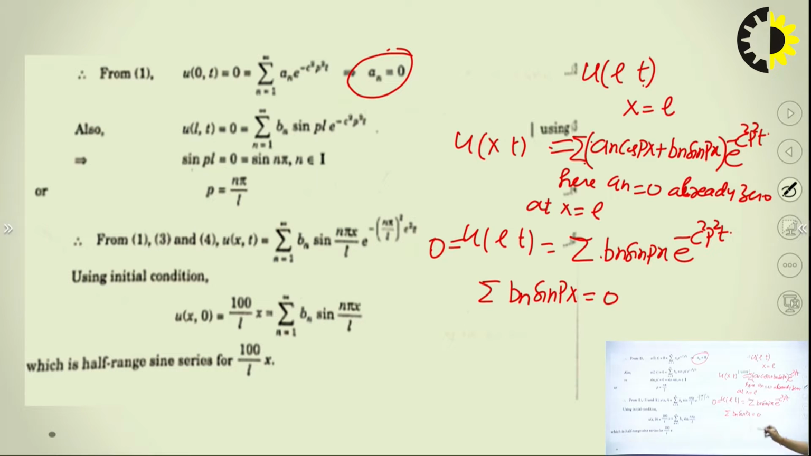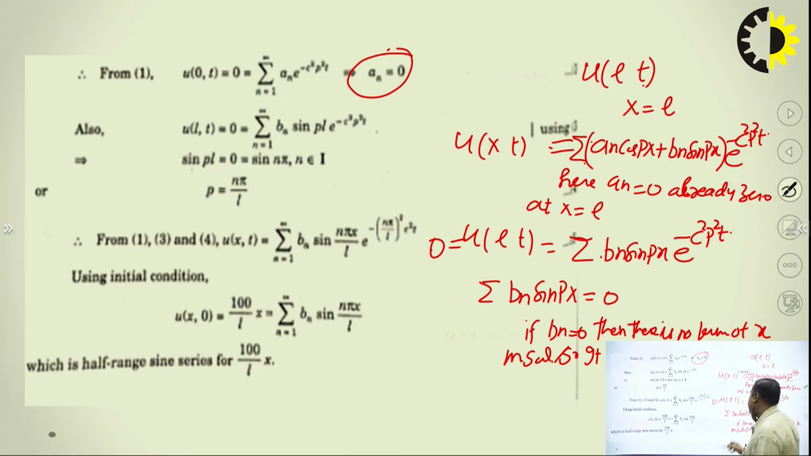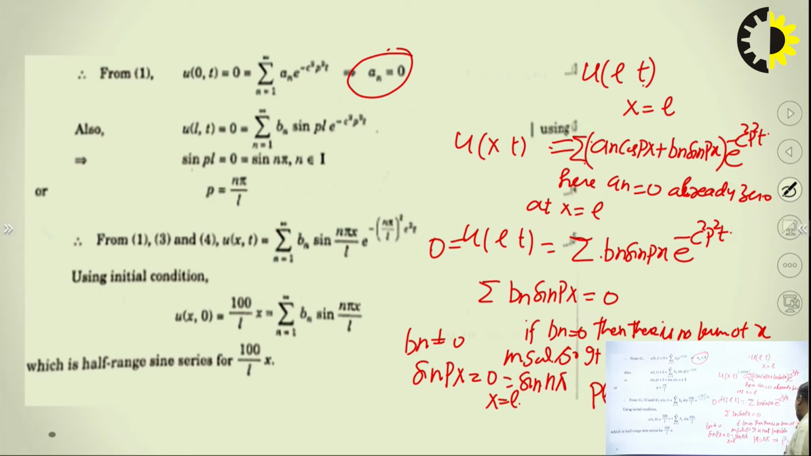There is only possibility either bn is equal to 0 or px is equal to 0. It may be possible if bn is equal to 0, then there is no term of x in solution. So it is not possible. It is not possible. Possible ही नहीं है कि हम इसमें से x का टर्म का सॉल्यूशन. So bn is not equal to 0. bn is not equal to 0 implies sin px is equal to 0, and that becomes sin n pi, x is equal to L. तो pL is equal to आ गया n pi, implies हुआ p is equal to n pi upon L.